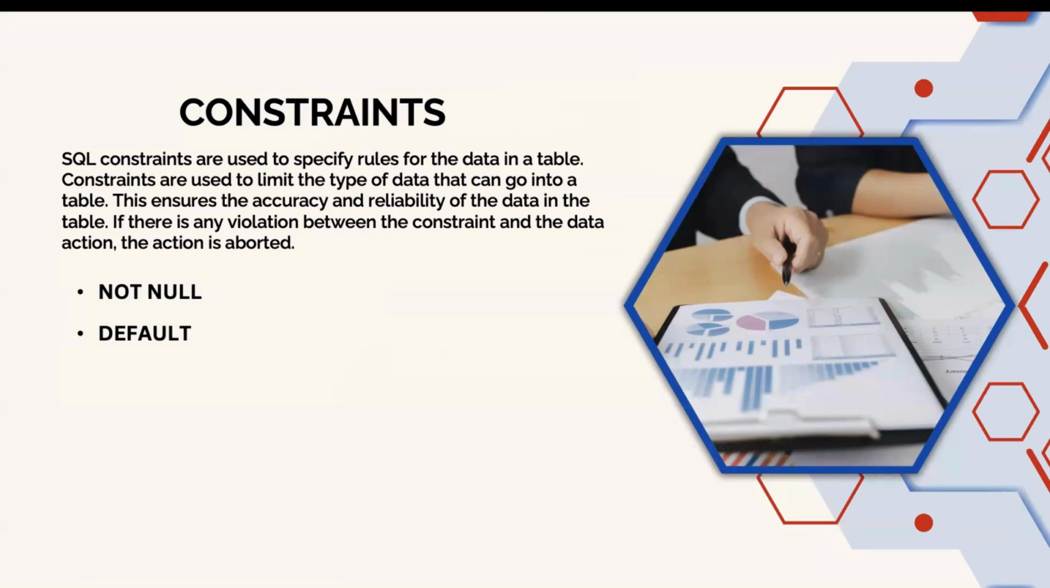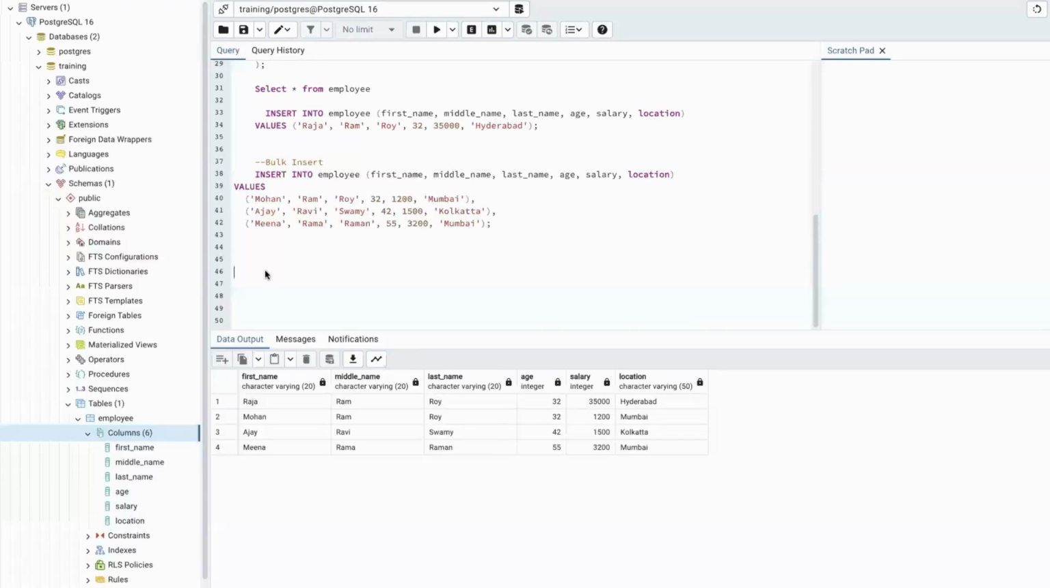So if you insert any data and there is a rule applied for that data, and if you violate that rule, then that operation is not going to happen, it's going to be aborted. So in this session we just learn about two constraints, the not null and the default constraint. So let's go back to the PostgreSQL admin. And now I just want to talk about the not null constraint.